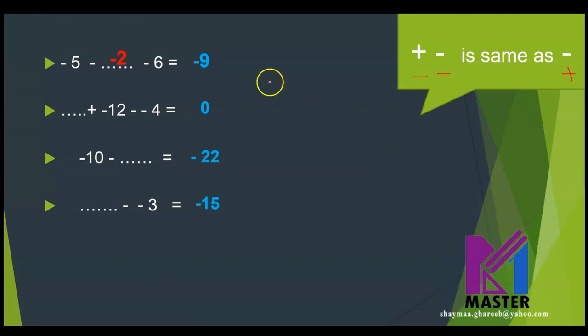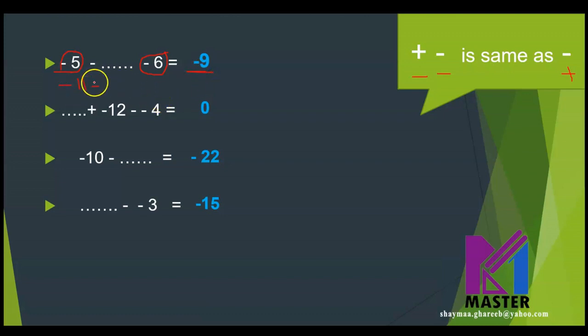So now let's see the first example here. Negative 5 minus what? Minus 6 gives negative 9. So I will do these two numbers together first. Negative 5 minus 6, so it gives me negative 11. So negative 11 minus what gives this negative 9?